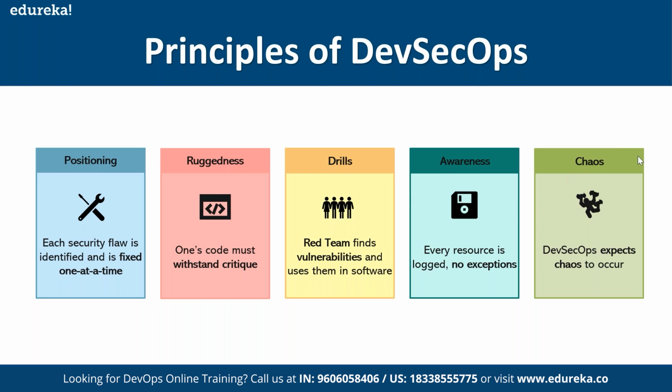So guys, each and every idea we'll talk about. The DevOps team is at the head of everything, so chaos is one of the key factors here. Awareness: people should be aware, and if something comes up, you have to fix it. Red teams are always trying to find vulnerable things and use them in software to find out the weaknesses. Positioning: each flaw has to be fixed on time and everyone's code has to be fixed.